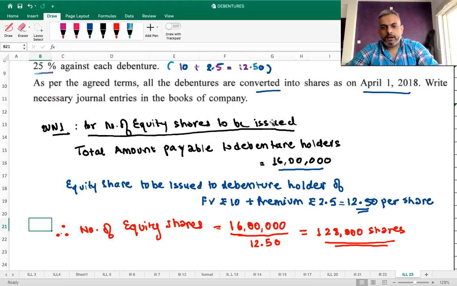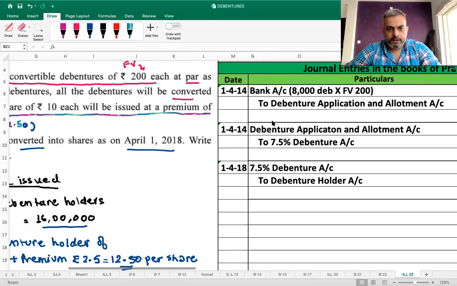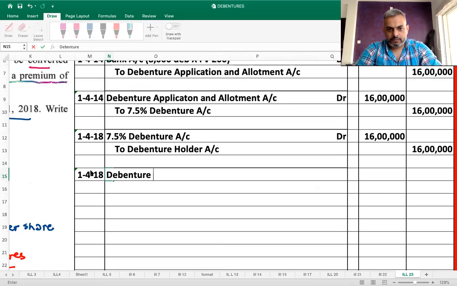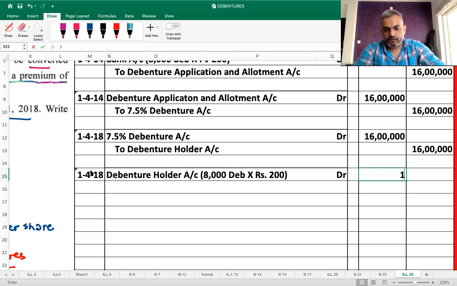Now, let's go to the entry. Now on 1/4/2018, debenture holder account. Now I'll do a working over here in the bracket so it becomes easy for you to understand. Now you had to pay to 8,000 debenture holders into rupees 200 per debenture. So debit, it comes to 16 lakh.